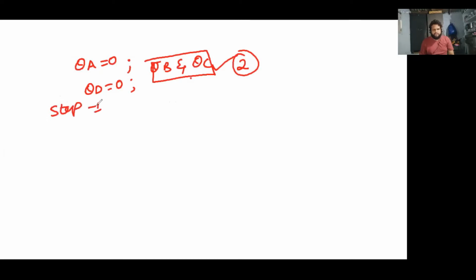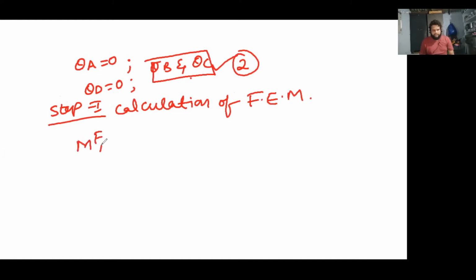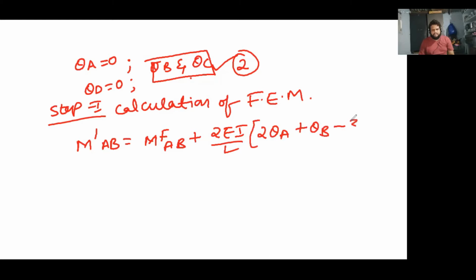Step 1 is calculation of fixed end moments. What is the first one? M dash AB equals MFAB plus 2EI by L into 2 theta A plus theta B minus 3 delta by L.